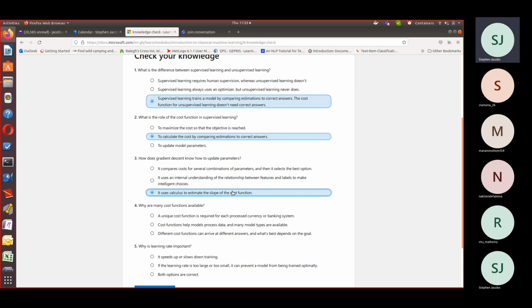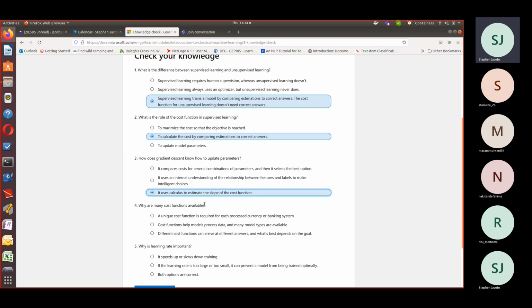As you move further away from zero and up that curve, the rate at which the cost function is changing increases as you go away from the zero point. So what this system does is use calculus to measure how quickly the cost function is moving towards zero, and that tells you it's moving in the right direction. So I think it uses calculus to estimate the slope.